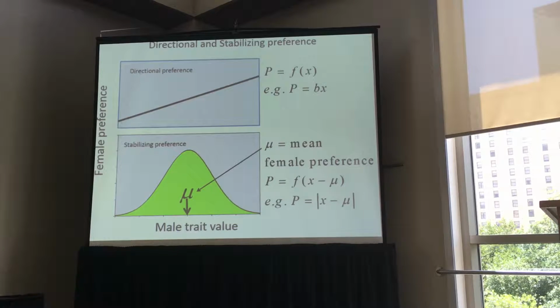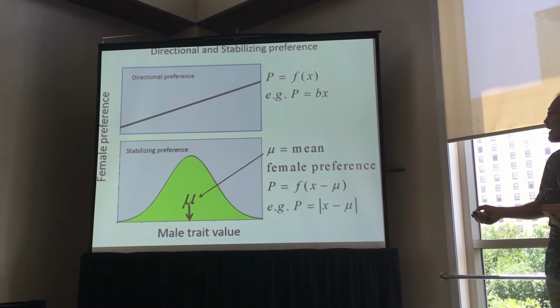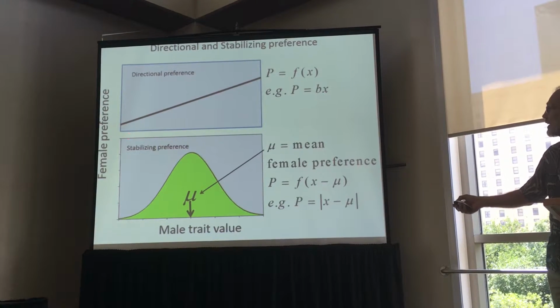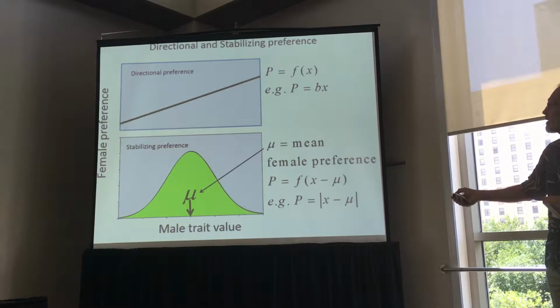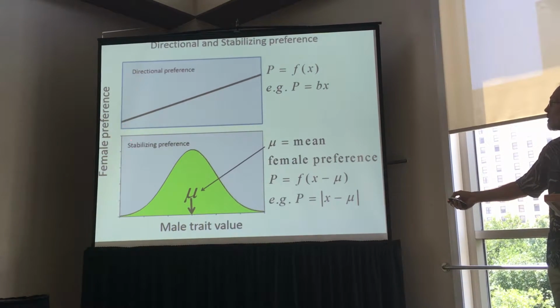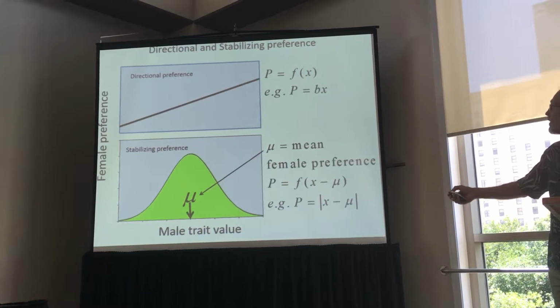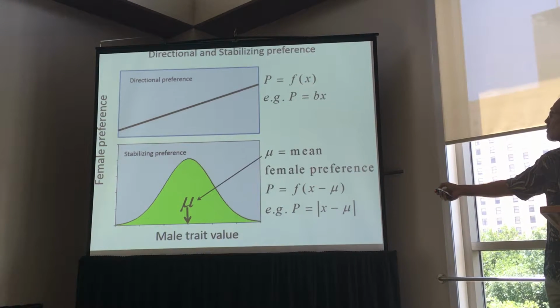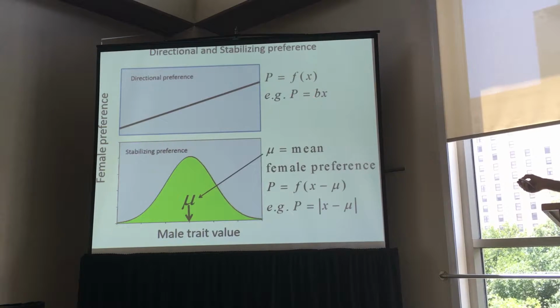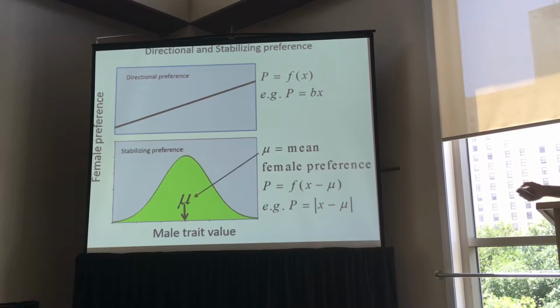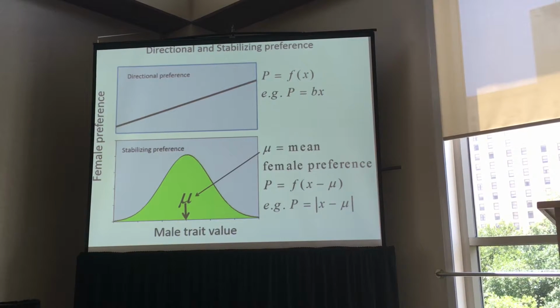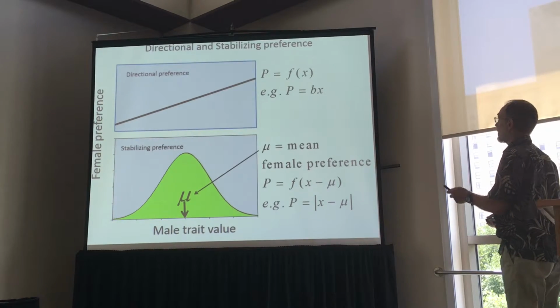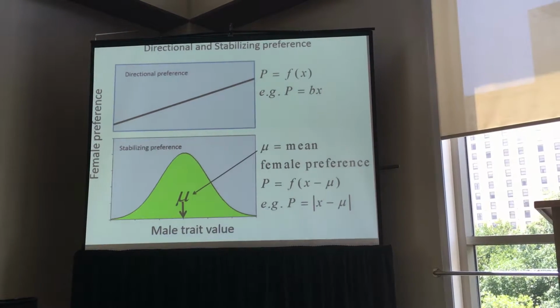The first is directional preference, which is shown in this slide. On this axis we have the male trait value, and here we have female preference. So in this case, males that have larger values are preferred by the female, and a simple preference equation for that might be simply Bx.